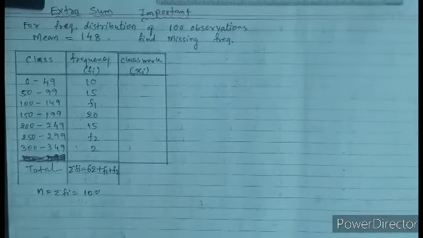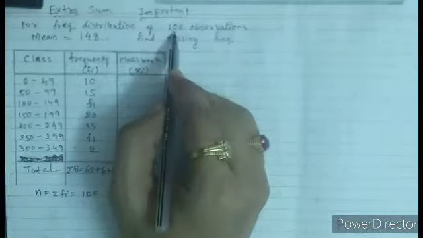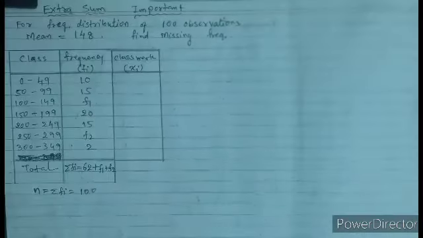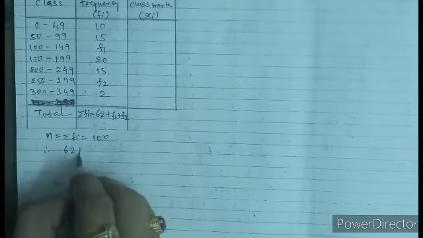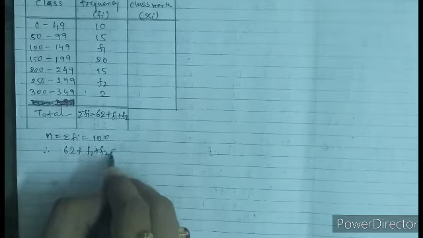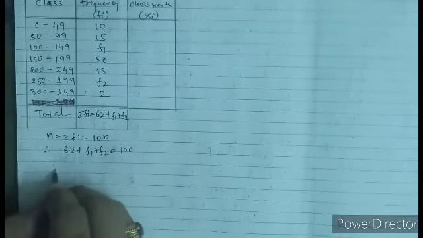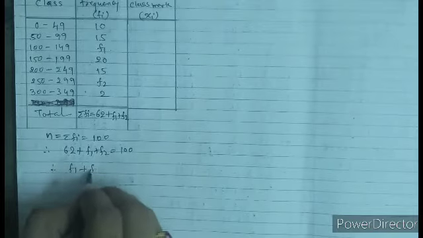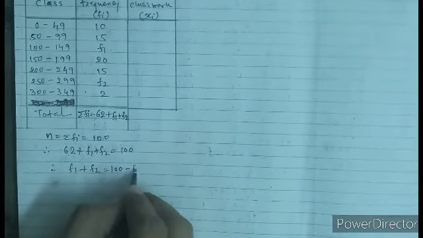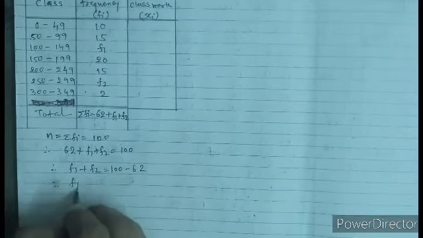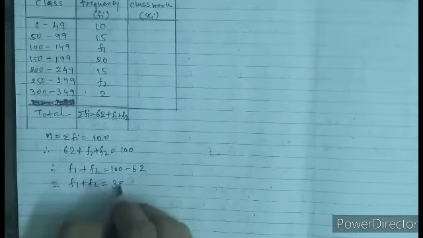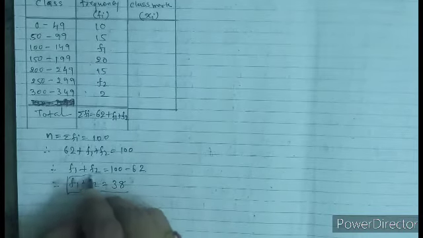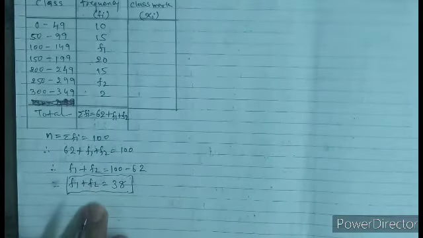But as it is given that the total frequency or the total number of observations is 100, we can say that n equals sigma fi equals 100. So we can say sigma fi, that is 62 plus f1 plus f2 equals 100. Now we can get f1 plus f2 equals 100 minus 62. Do it. You will get f1 plus f2 equals 38. So here f1 plus f2 is 38. We will use this at last.